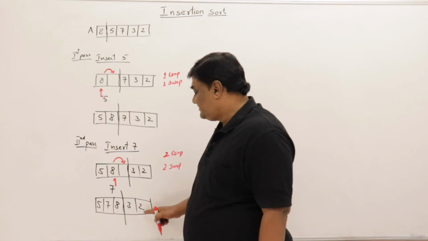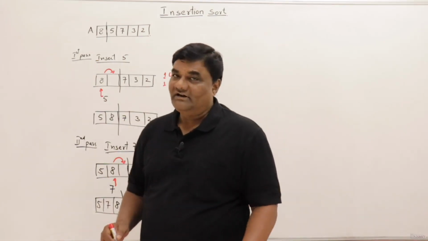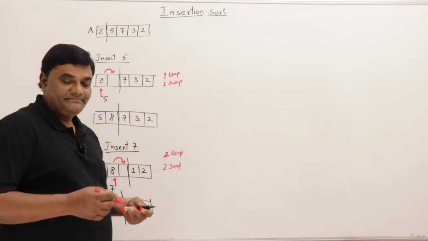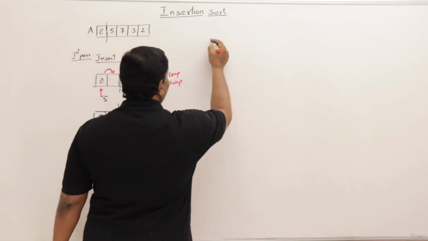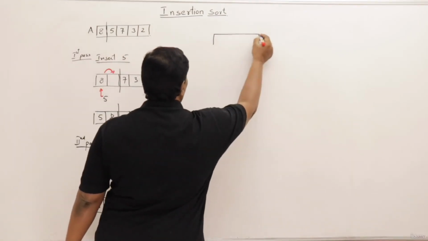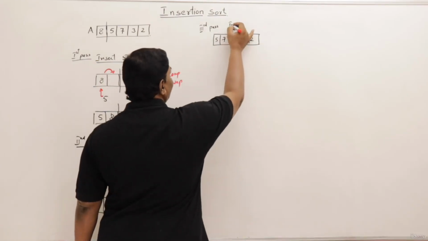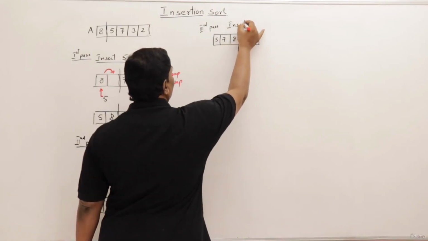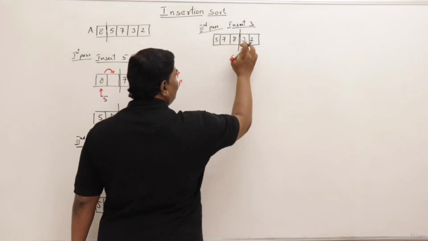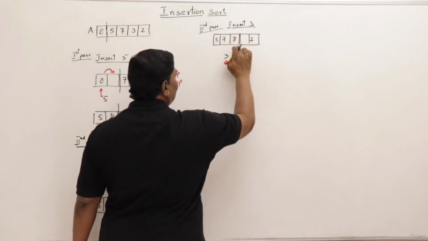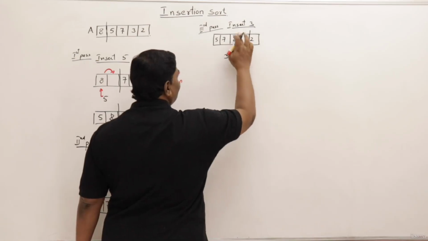Now we have to insert 2 more elements and sort 2 more elements. Let me continue with the rest of the elements. The resultant array, I will take it here. Now third pass, insert 3. So for inserting 3, take out 3 and the list size will be till here.